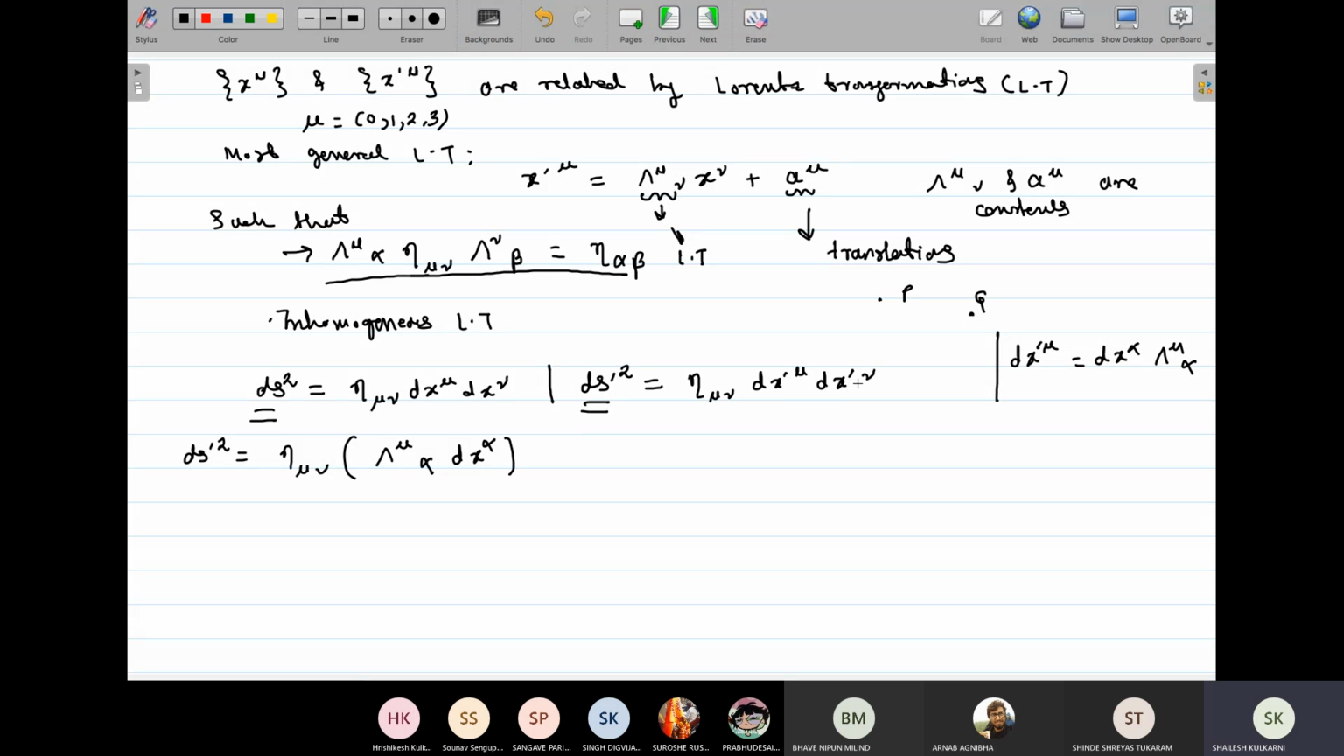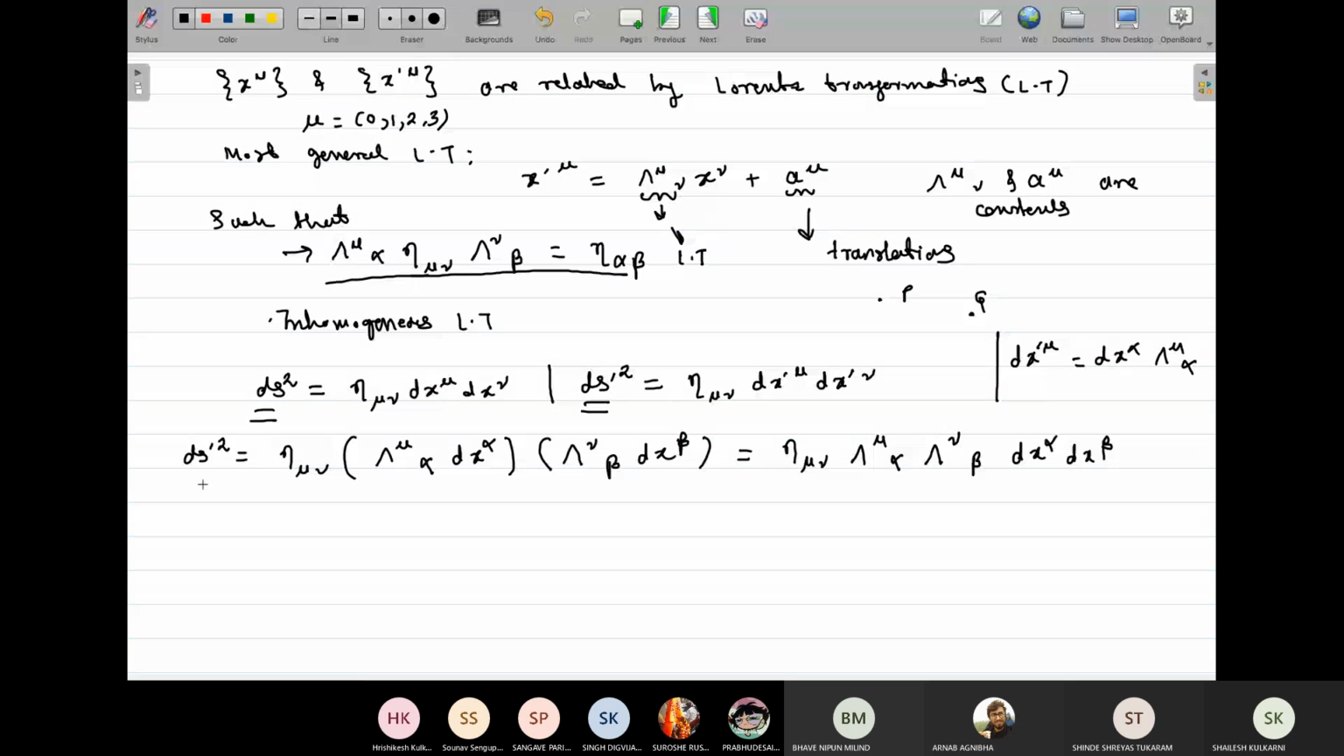What is this dx prime nu? Dx prime nu will be eta, this lambda nu beta dx beta. Okay, clear? So this is equal to eta mu nu lambda mu alpha lambda nu beta dx alpha and dx beta. Okay, there.